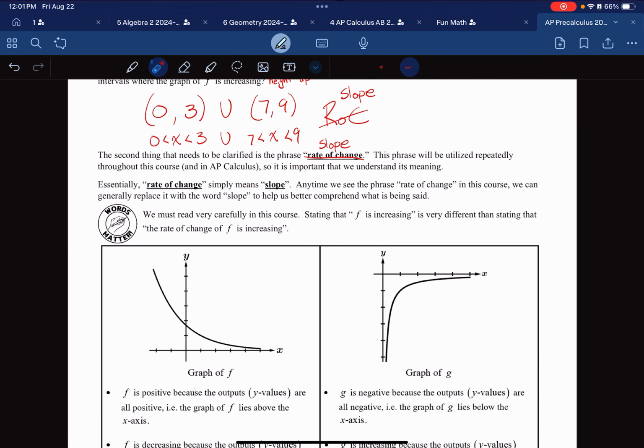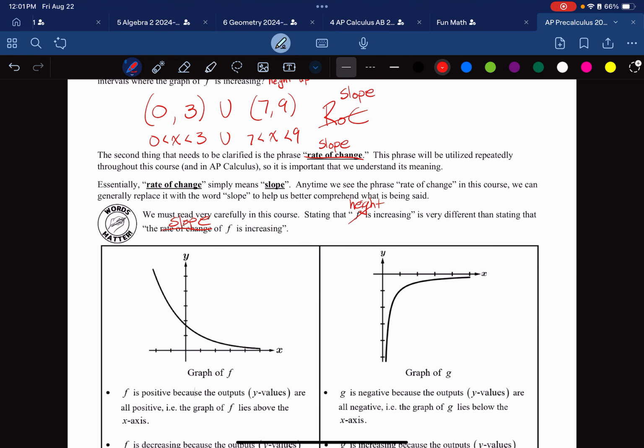So, we have to be super duper careful. Watch how close these definitions are. I can say F is increasing, or the rate of change of F is increasing. These mean completely different things. This is saying the rate of change is slope. If it's just F, F by itself is just height.